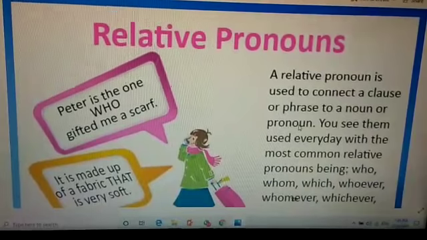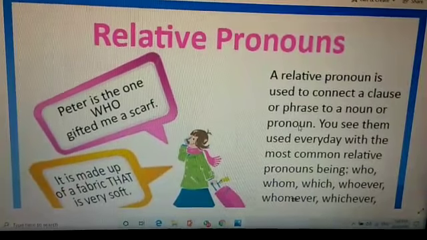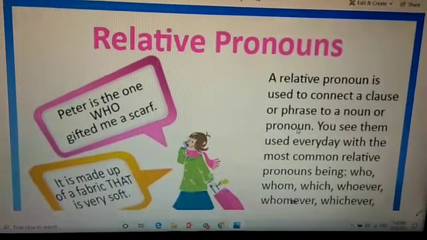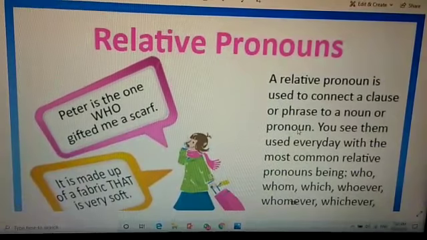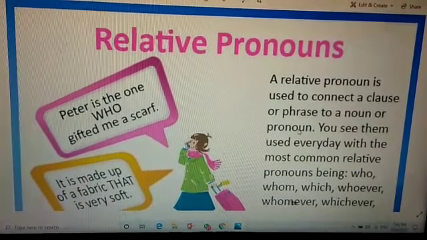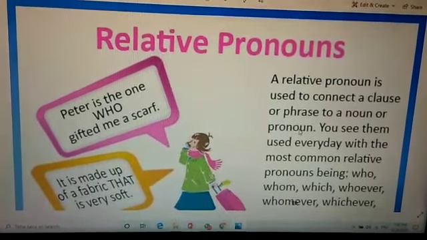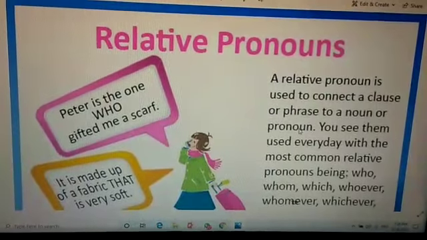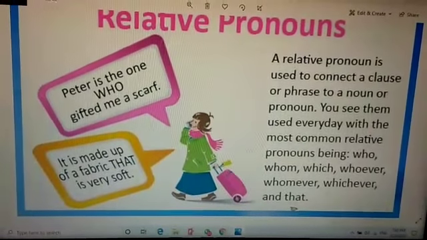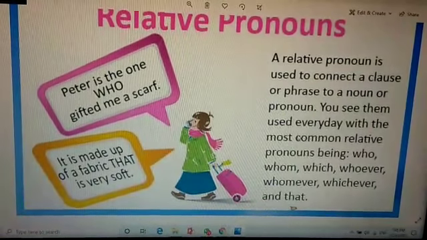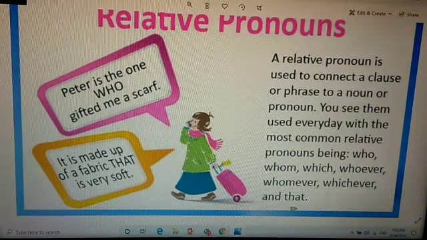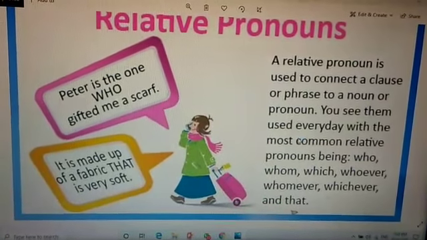What is a relative pronoun? A relative pronoun is used to connect a clause or phrase to a noun or pronoun. What do you mean by clause? Clause means a group of words which contains a verb, so it gives complete sense. But a phrase is a group of words which do not contain a verb and it does not give any sense.